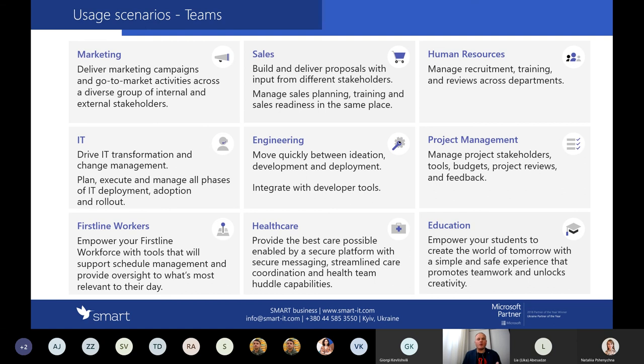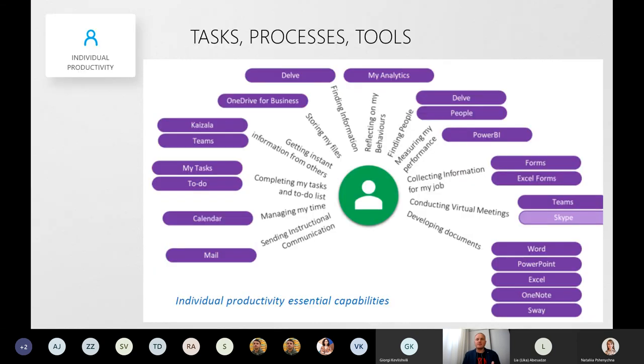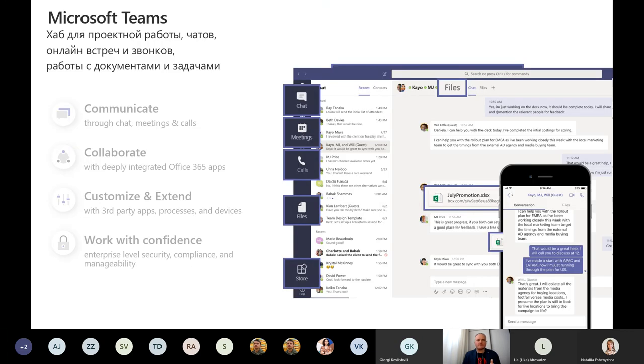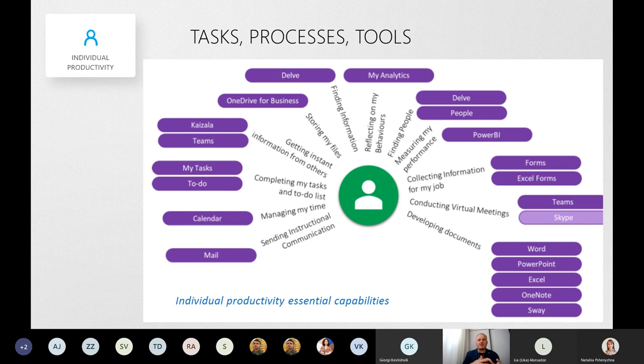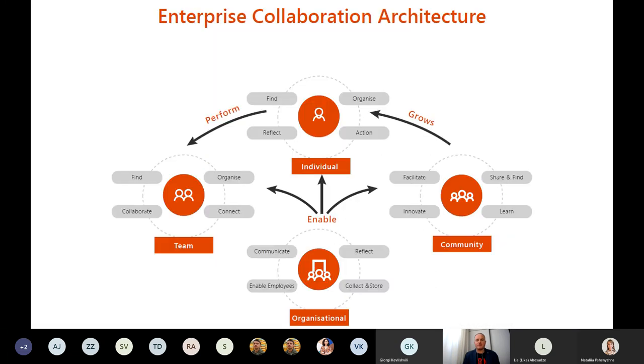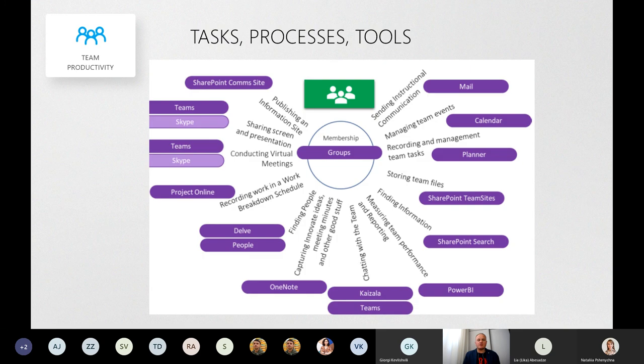Then, together with your team, have a look at the tasks that should be done in these processes. For example, send information, save files, measure KPIs, find information, chat with other people, set and control tasks, etc. For that, I have mapped the applications in Office 365 E1 for every process and potential everyday task for individuals.